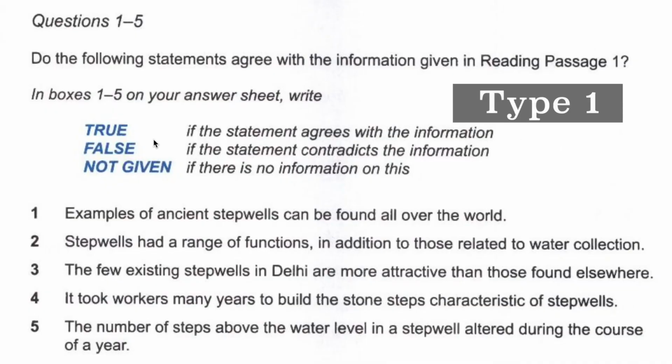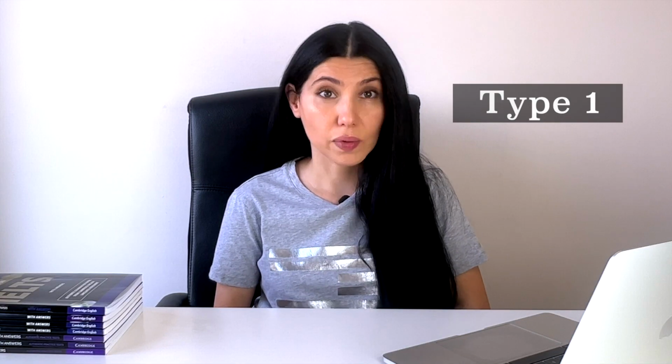The first type is true, false, not given. The task will give you several statements and you will need to decide whether the statement is true, that is correct, false, that is it's wrong or incorrect, and not given, that is, there is no information about it in the text. Another type of question is very similar to this.